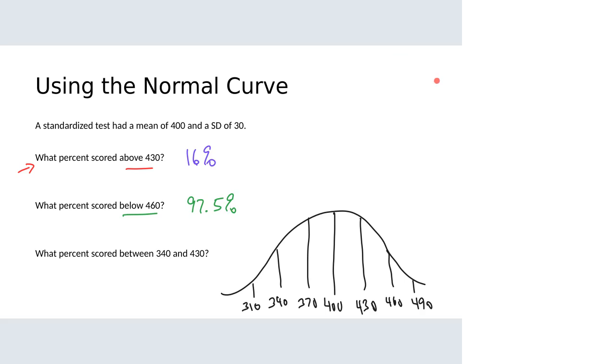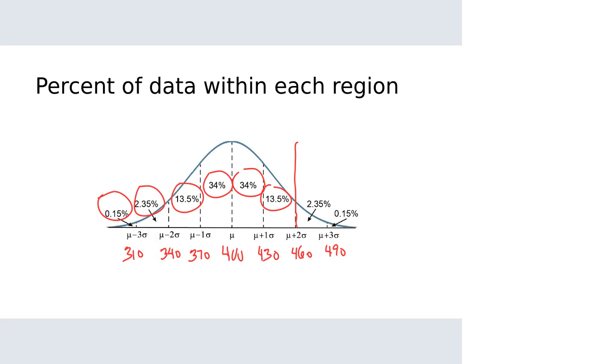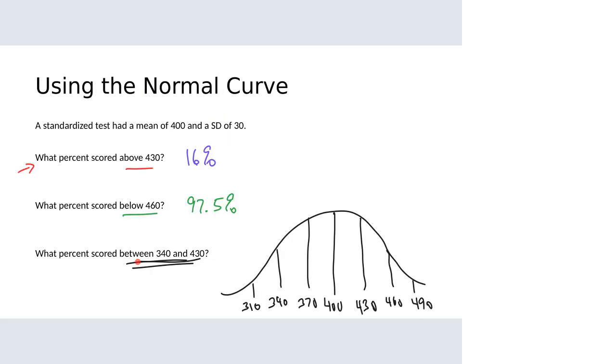And then the last question we have here, what percent scored between 340 and 430? We'll go back to our normal curve and we'll say, let's see, what was it? 340 and 430. So 340 is here, 430 is here, and so I need everything that's between those two. So I'm going to add up those three regions. 13.5 plus 34 plus 34 is 81.5% in between those two. So what percent of the students scored between those? 81.5%.